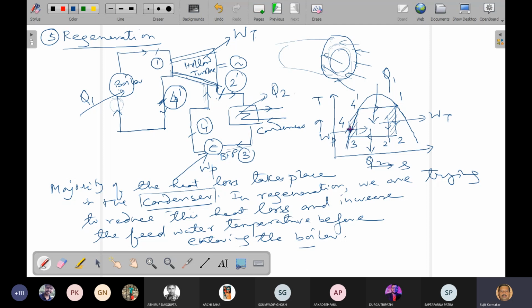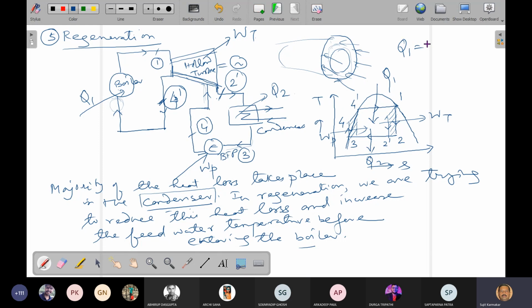So that means you can find that 3 to 4 is the conventional way, after the pump. Then 4 to 1, the heat addition will take place. But in this condition, what you can find is that whatever heat is lost by the turbine will increase the feed water temperature from 4 to 4 dash. So now what is the Q1 right now? What is the Q1? Q1 is actually H1 minus H4.